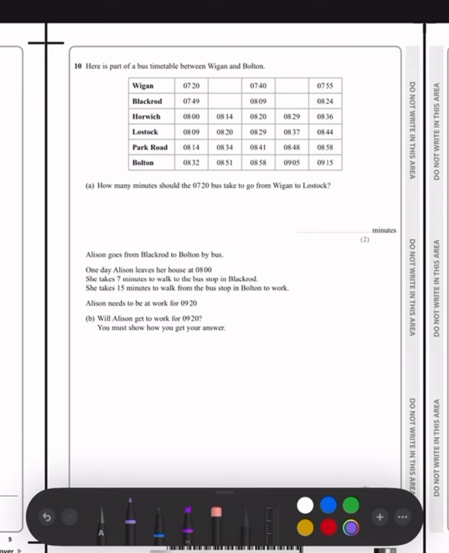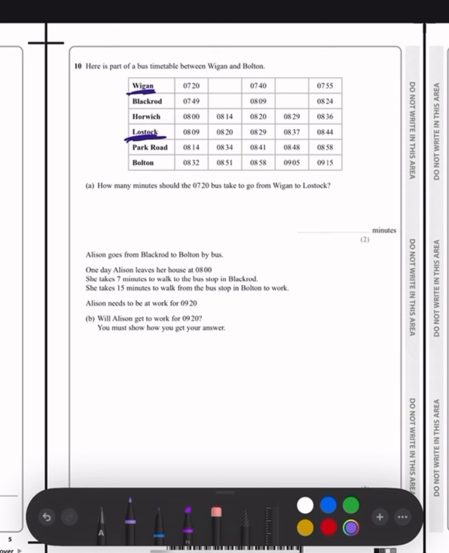Now they've specifically mentioned Wigan and Lostock. So here is where we should pay attention. Here I've underlined them over here. Super important if you're doing the exam and you have a question like this, to underline what they've asked for, and do not focus on any others. So Wigan, and we've got Lostock. How many minutes should the 7:20 bus take to go from Wigan to Lostock?